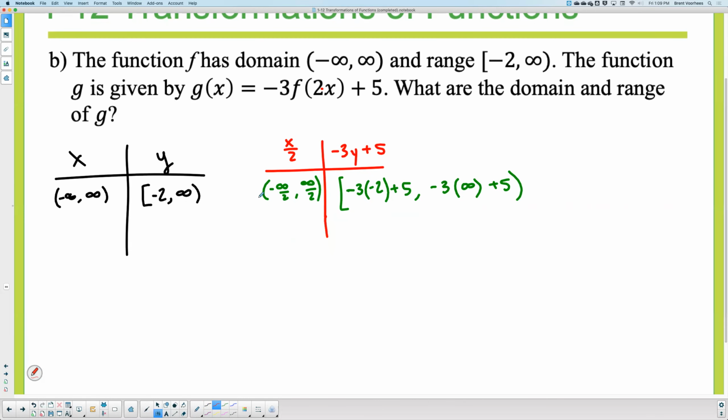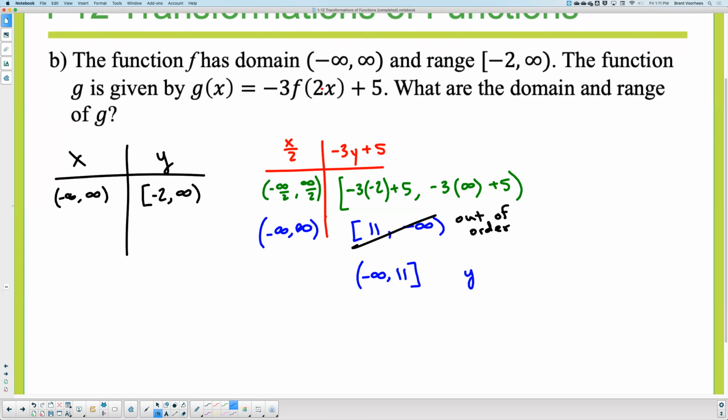If I simplify, infinity divided by 2 is still infinity. So this is still all reals, -infinity to +infinity. However, on the range, -3 times -2 is +6. Add 5 is 11. And over here, -3 times infinity becomes -infinity. When you add 5, it's still -infinity. Now this is out of order as well, so I would need to rewrite that as -infinity to 11.